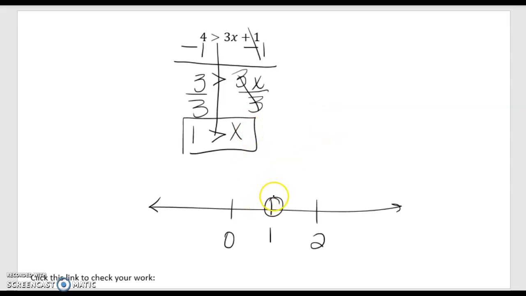So in place of the x, I'm going to plug the 0, and in place of the x, I'm going to put the 2. Now, which one is true? 1 is greater than 0 is true. 1 is greater than 2 is not true. So I'm going to shade towards the 0 because that was my true side.